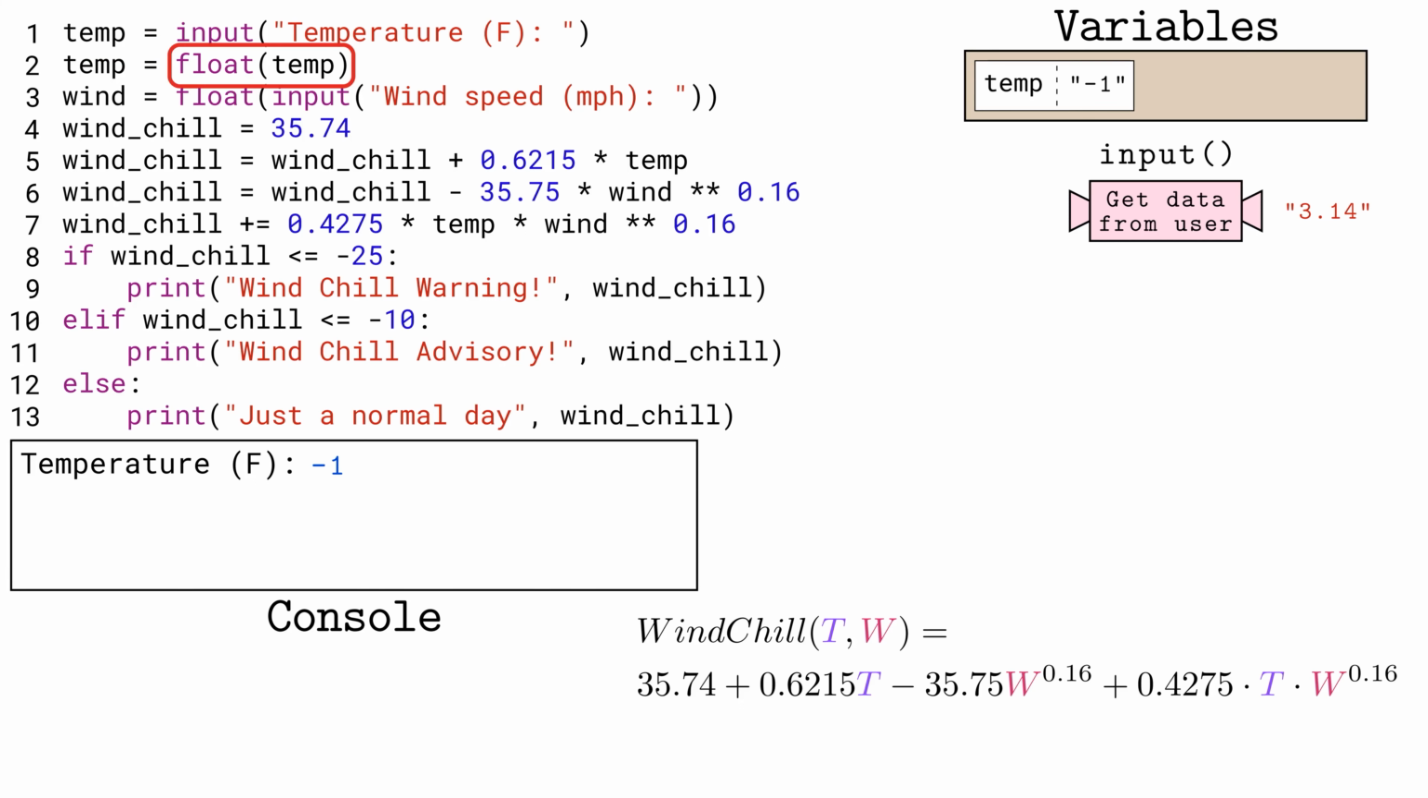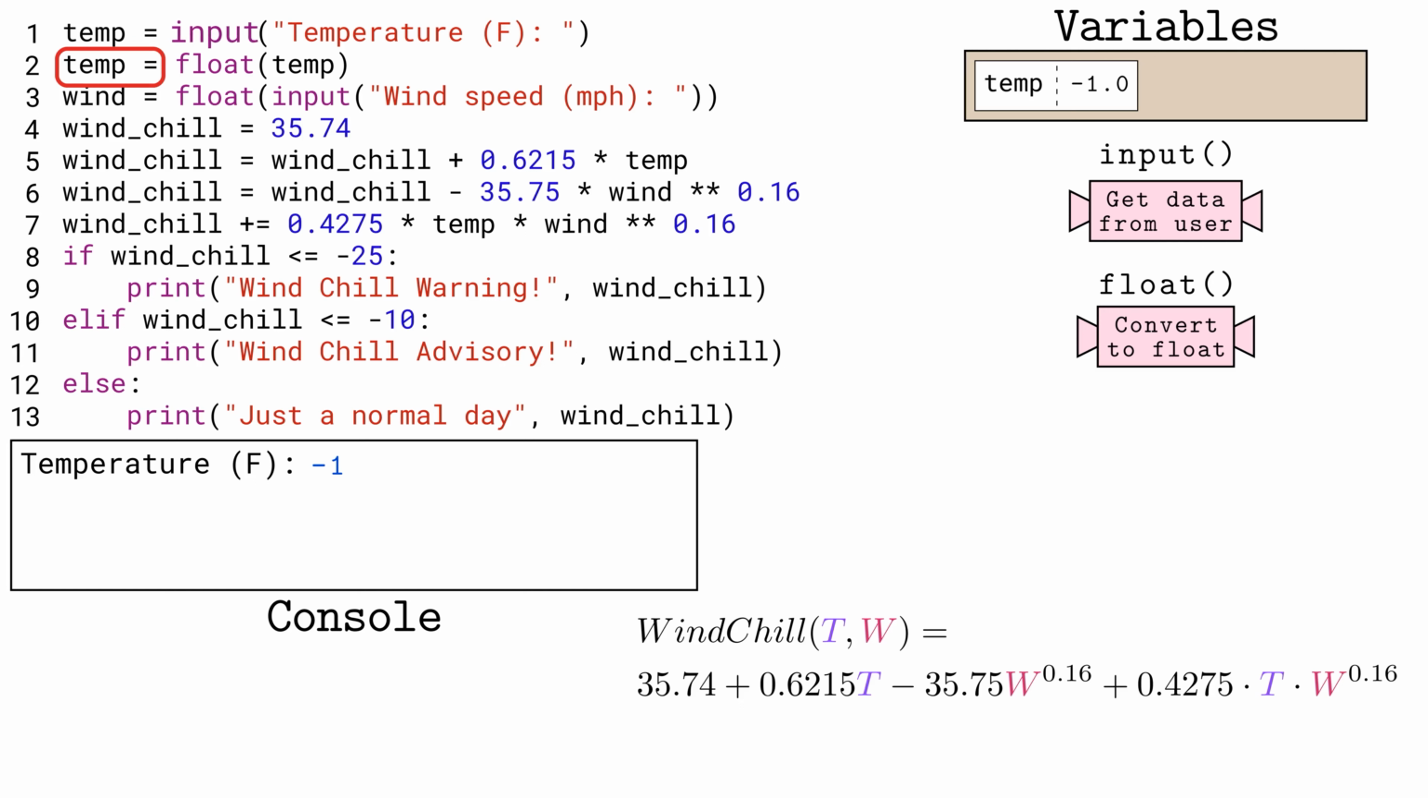This is the goal of line 2, which makes use of the float function to sort of chop off the quotes from our data. The right side of line 2 passes the value from the temp variable into the float function, converting it to -1.0. Then the equal sign saves the transformed value back into the temp variable on the left.